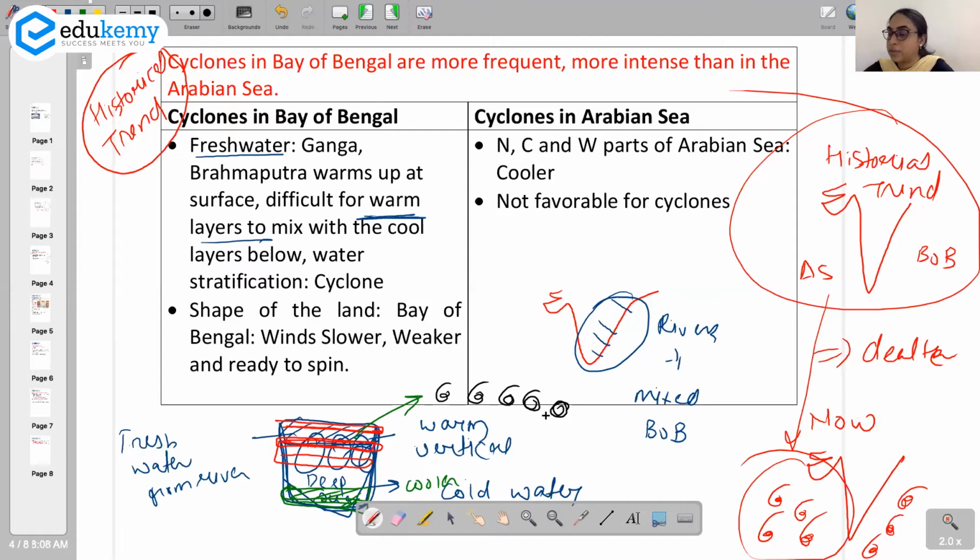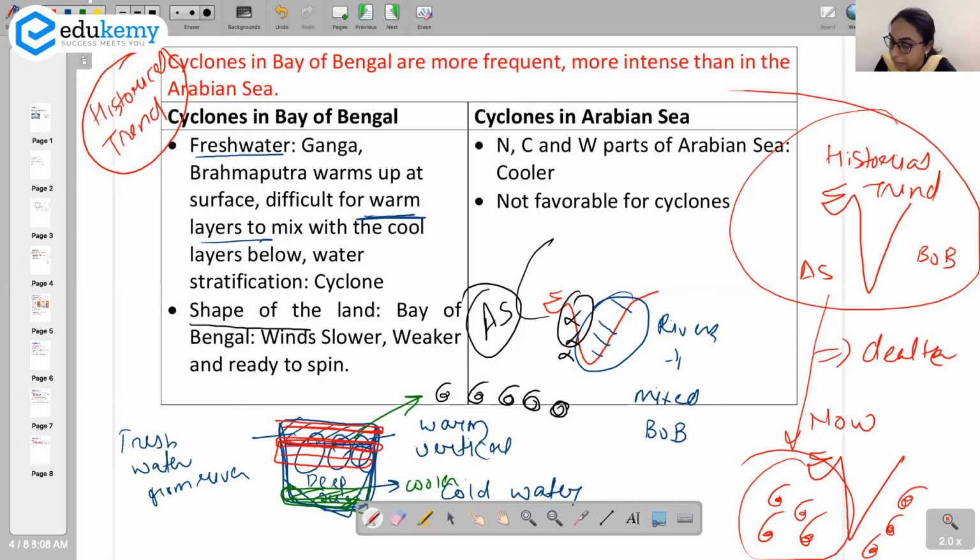As compared to this, the Arabian Sea does not have many rivers. So this phenomenon is not taking place in the Arabian Sea, because not many rivers actually drain into the Arabian Sea. Therefore, the cyclones were more in the Bay of Bengal. Understand, we are talking about the historical trend. What has happened through history? Why were there more cyclones in the Bay of Bengal?